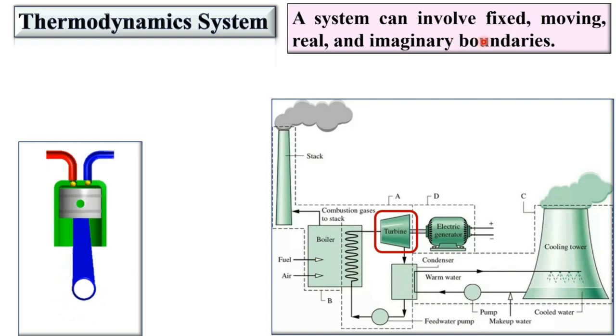A system can involve fixed, moving, real and imaginary boundaries. So boundaries can be any of these types. Here you can see this is the real boundary, and particularly the end of the piston is called the movable boundary, whereas the surface of this cylinder is called the fixed boundary, if we consider this region between the piston and cylinder as a system.